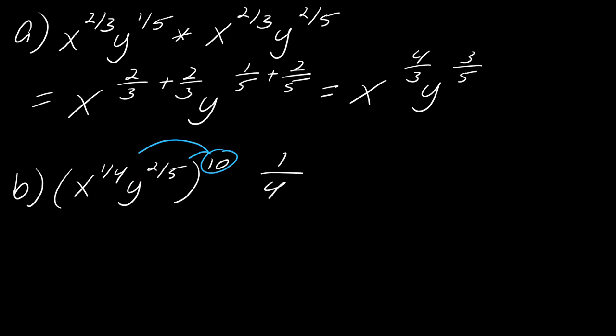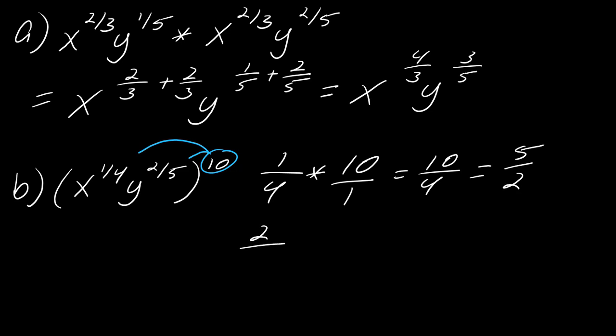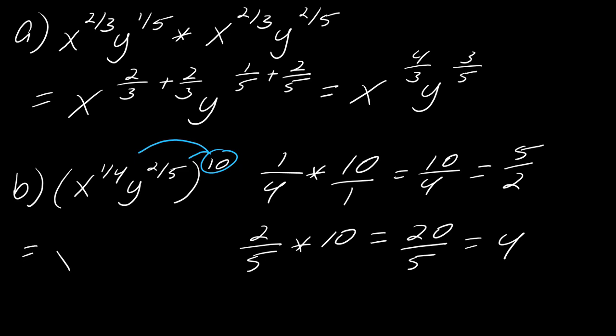So what I'm going to do is I'm going to take 1/4 times 10. Okay, so to multiply 1/4 times 10, I know that 10 is technically over a 1, so I can rewrite this as 10 over 4, or I can reduce this to 5 over 2. And likewise, for 2/5 times 10, this is going to equal 20 over 5. So again, I just multiply straight across. And so this is going to equal 4. So these are going to be the two exponents then for this problem. So this is going to equal x to the 5 over 2 and y to the 4th.